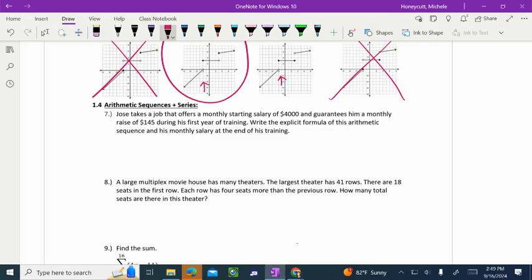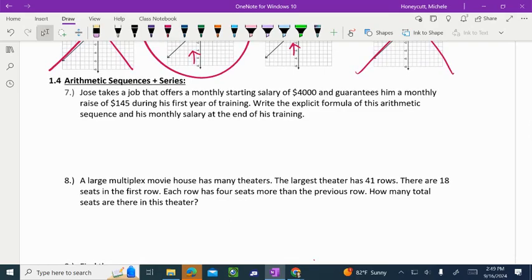The next one says Jose takes a job that offers a monthly starting salary of $4,000 and guarantees him a monthly raise of $145 during his first year of training. Write the explicit formula of his arithmetic sequence, and I think it also means to calculate his monthly salary at the end of his training.